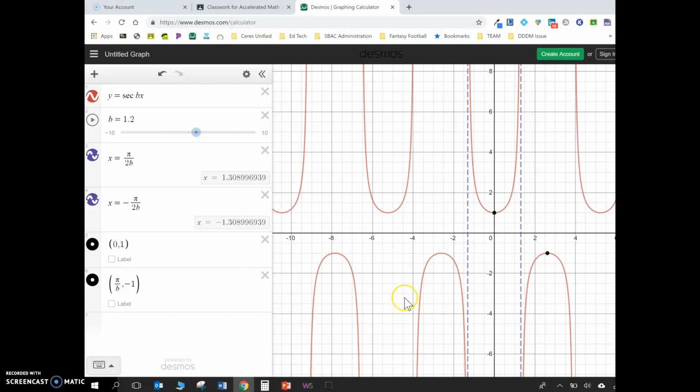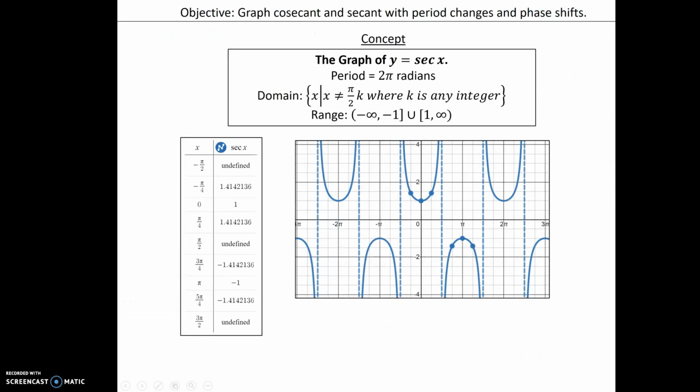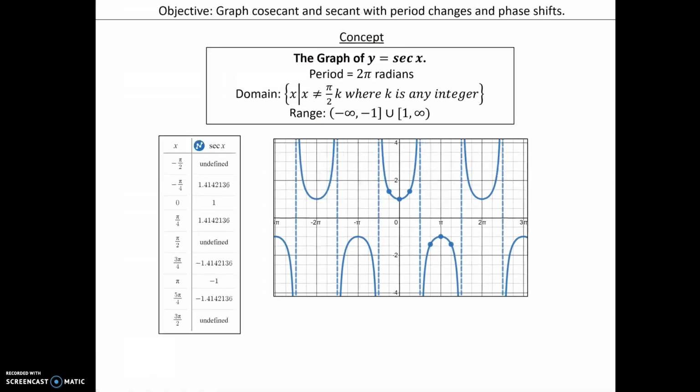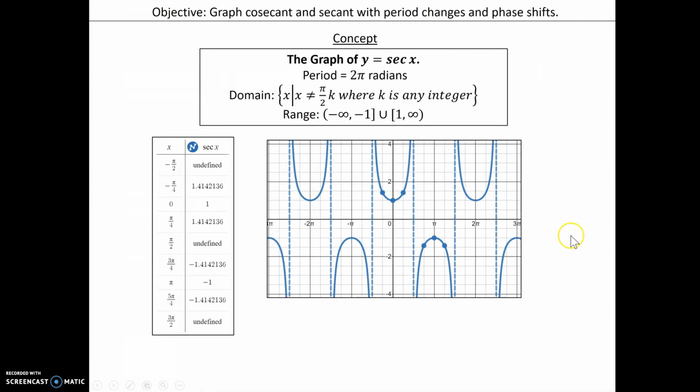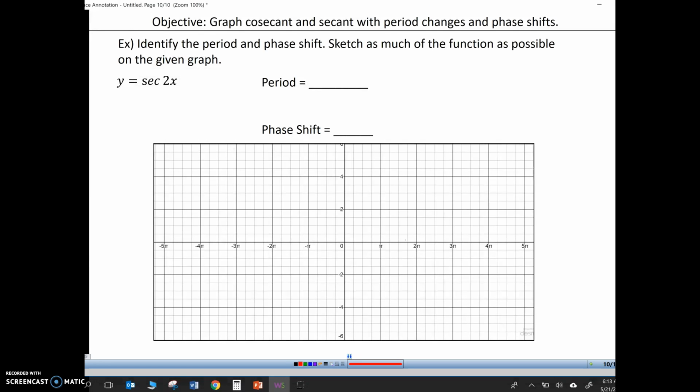Okay, so I'm going to head back over to this and shift this over. So yeah, here's the parent function, and let's look at our first example here. So we have y equals secant of 2x, and we're again asked to identify the period and phase shift, and then sketch as much of the function as possible.